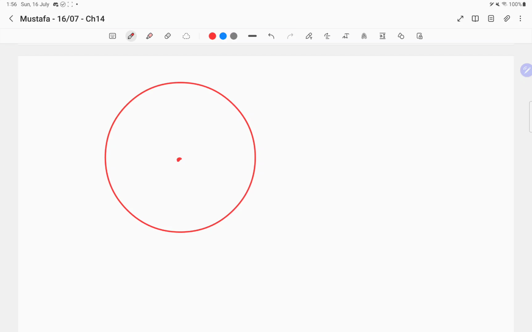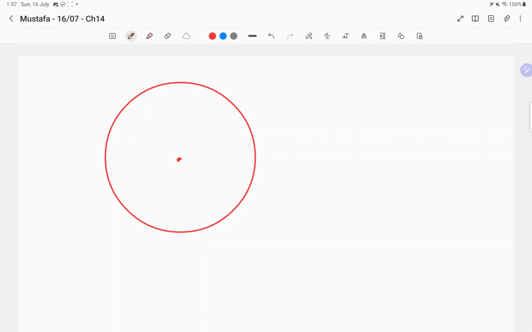A chord is a line segment that joins 2 points on the circumference but not passing through the center. Joins 2 points on the circumference. So here. Okay, and then? Like that. Oh, you have a ruler there. Don't be lazy. You gotta draw it properly.